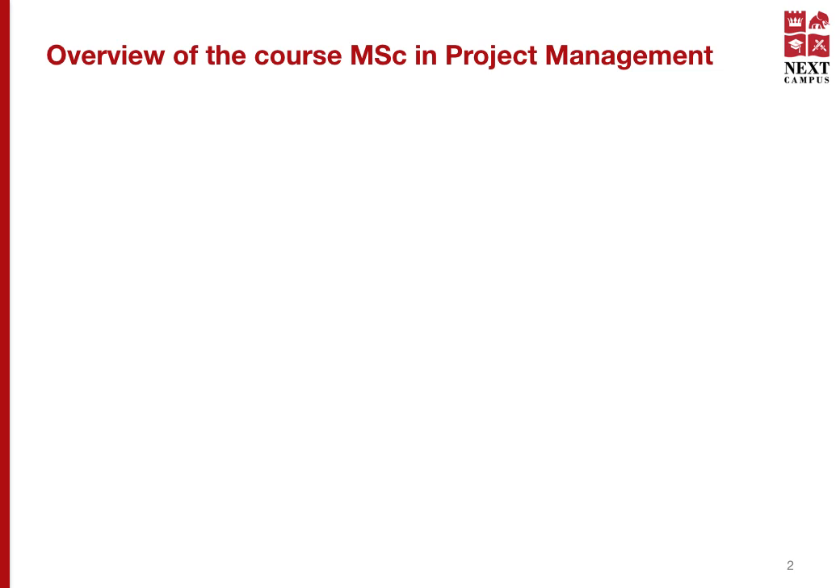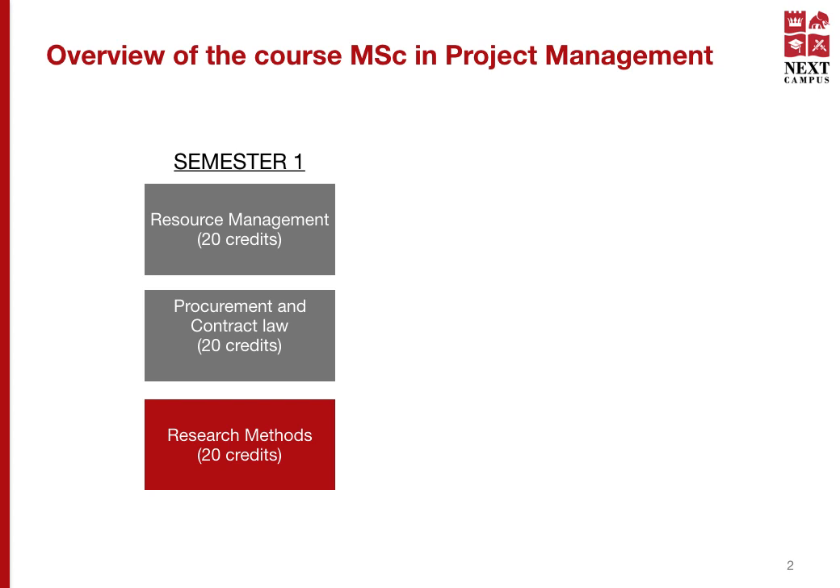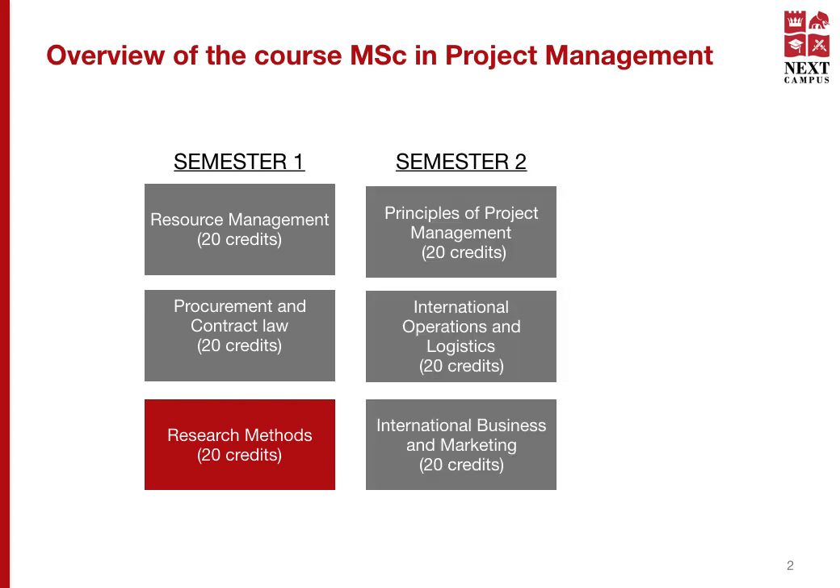As you are already aware, we have 3 semesters in MSc Project Management, and starting with semester 1, we have 3 subjects. First of all, we have resource management, and then we have procurement and contract law, and the third subject is research methods. If you look at semester 2, again we have 3 subjects: Principles of Project Management, International Operations and Logistics, and the third subject in semester 2 is International Business and Marketing.